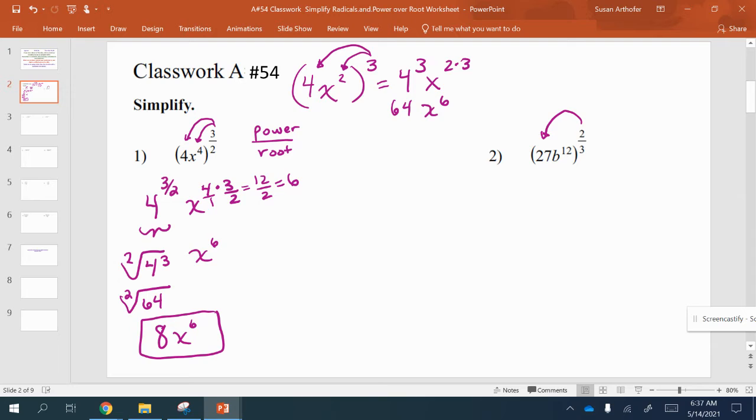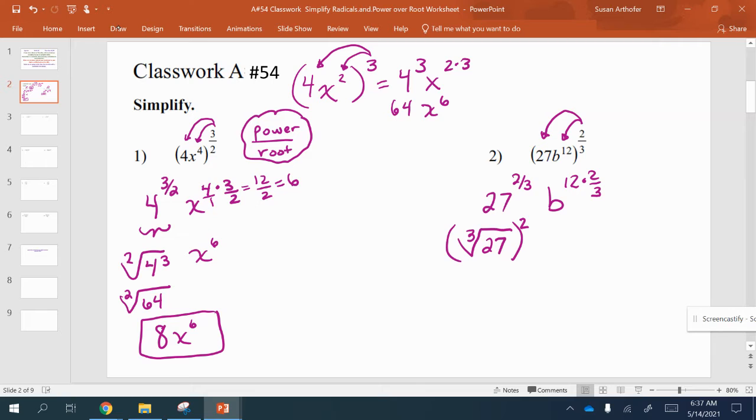In class, I had everyone do this separately, but I'm going to just keep going here for you. So the same idea, 27 to the 2/3, b to the 12th times 2/3. So I'm going to rewrite 27 to the 2/3 as power over root. And this time I'm going to go ahead and put the power of 2 on the outside. I'm going to reduce the inside. The cubed root of 27 is 3. And I'm going to bring down that square. So the final number there is 9.